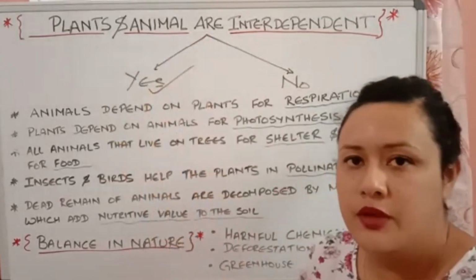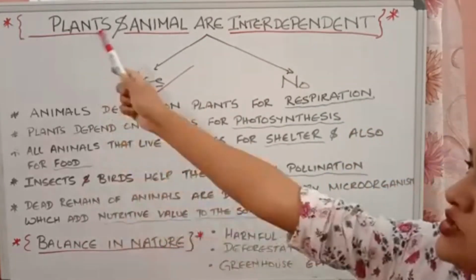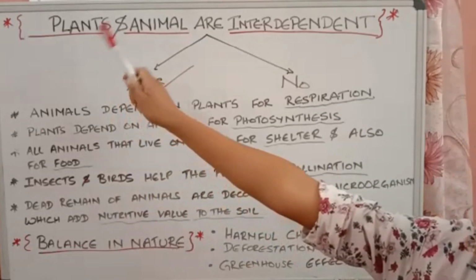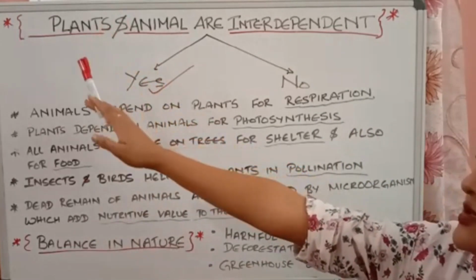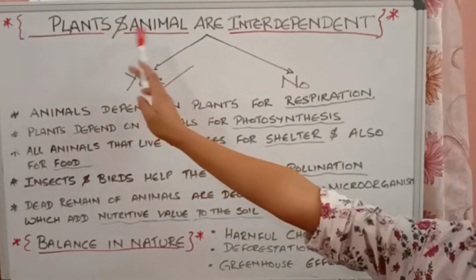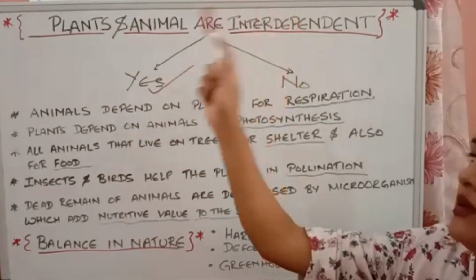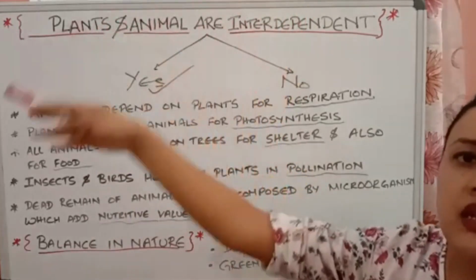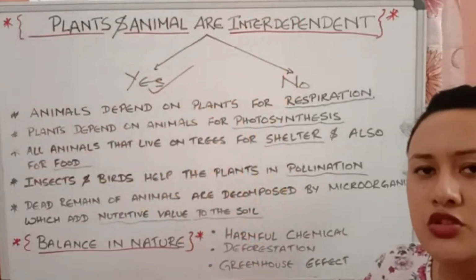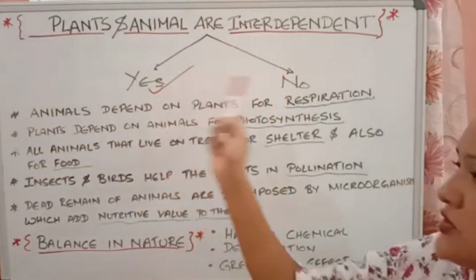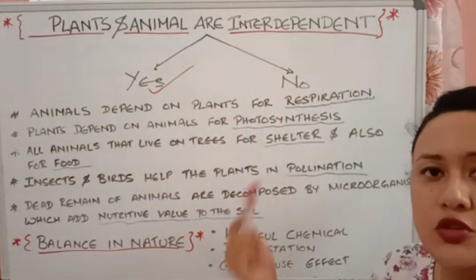Here the topic has been provided for you all. You can see the topic clearly. So yes, today's topic that we are supposed to discuss is plants and animals are interdependent. That means they are depending upon each other. Do you agree with it? Yes or no? So that should be in your mind.